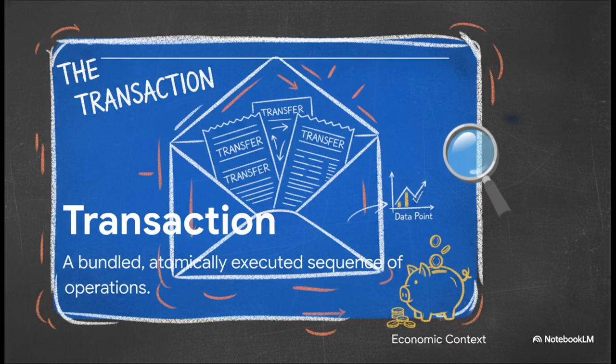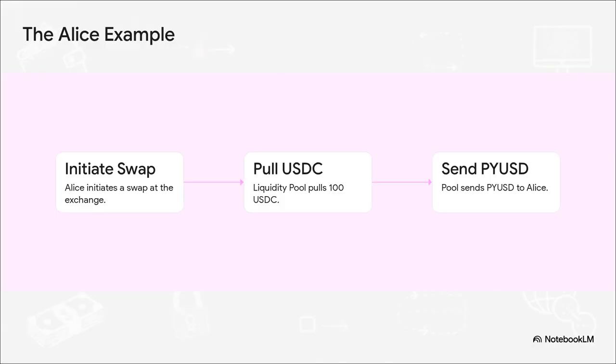Imagine drawing a giant envelope on the board. That envelope is the transaction. It's the bundled sequence of operations that execute all at once, atomically. Now, inside that envelope are a bunch of individual receipts. Those receipts are the transfers, the granular event logs emitted by a smart contract that record a single isolated change in token ownership. So the transaction gives us the economic context, while the transfer is literally just a single data point inside of it. Let's sketch out a concrete example to make this super clear.